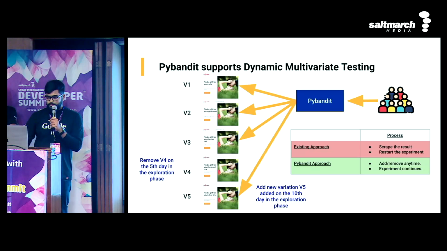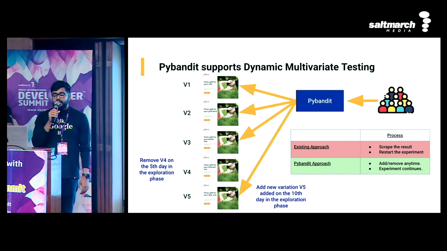And as Pybandit supports dynamic multivariate testing, you don't need to stop or ditch your previous process. Just suppose after the third week, or after 3 or 4 days, your UX team decides to try out a new design, or wants to remove a design. If you were using the existing approach, you would have to ditch the past process and restart the whole process over again. But in Pybandit, you don't need to end your process. You can add or remove anything anytime, and your experiments will continue.